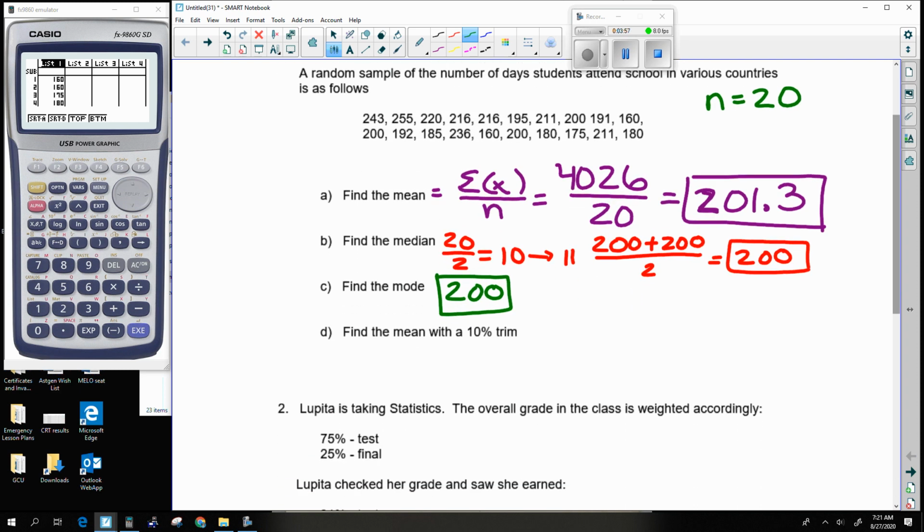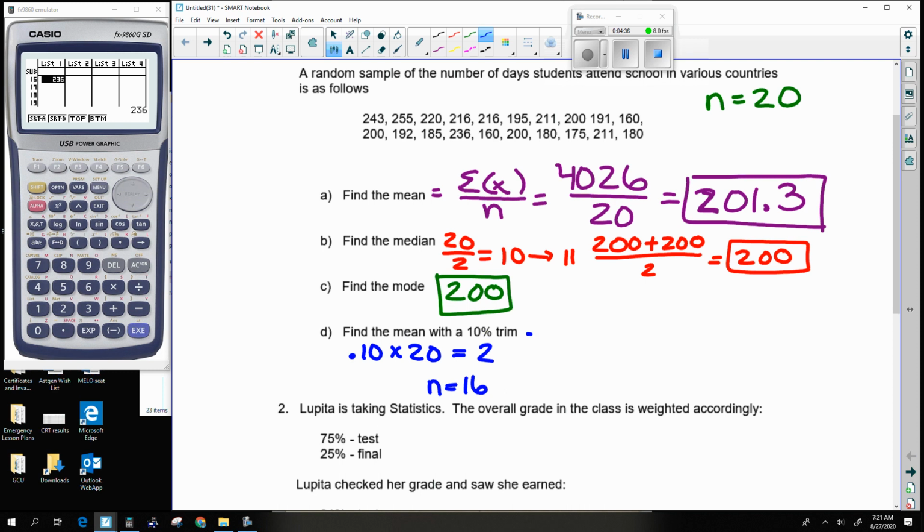And last but not least is a mean with a 10% trim. To do that problem, I need to know what is 10% of the numbers. So 10% of 20 numbers is 2. That means I'm cutting 2 of the smallest and 2 of the largest. So I go to my list, I go to my smallest numbers, and I hit delete, delete. Go to the very bottom of the list, which are my largest numbers, and again I hit delete, delete. And so that knocks down the grand total numbers to 16.